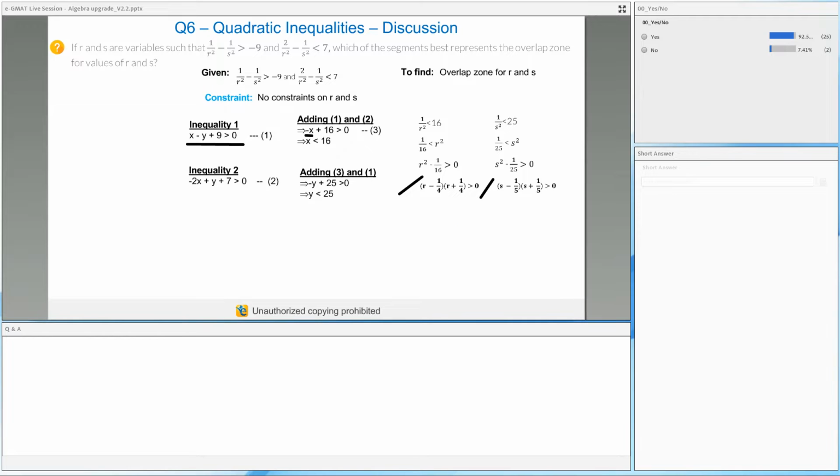Now, once I have r minus 1 by 4 into r plus 1 by 4 is greater than 0, can anyone tell me what will be the range of r? What will be the range of r? r minus 1 by 4 into r plus 1 by 4 is greater than 0. So what is the range of r? I've opened the short answer poll.